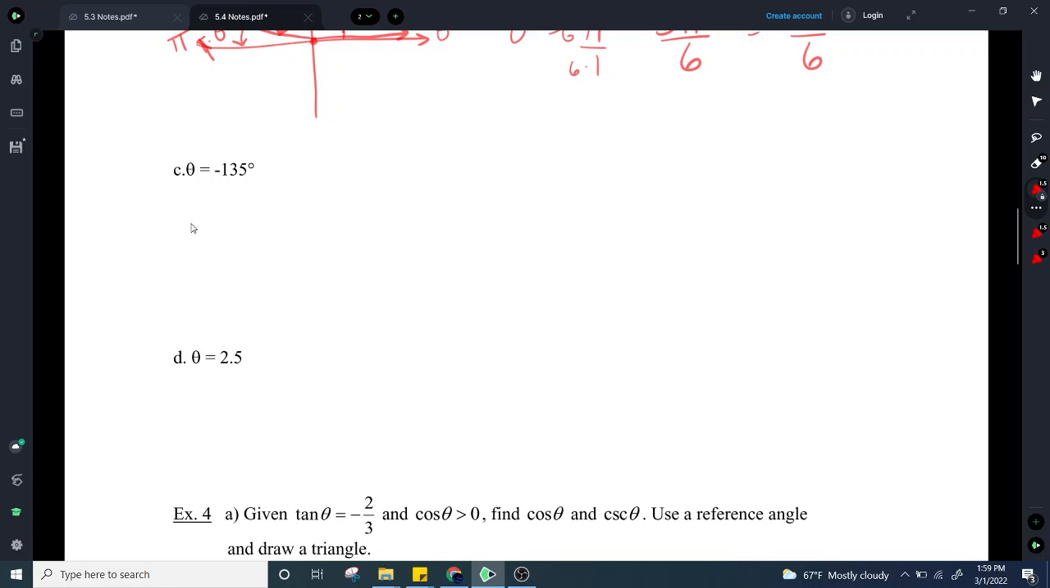Let's try the next one, negative 135. So think about where that would put you.